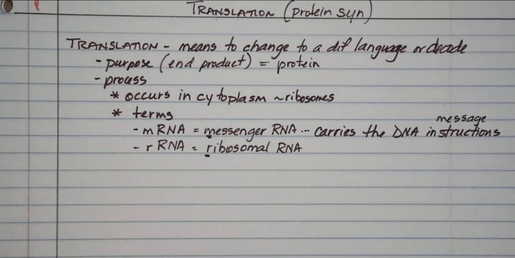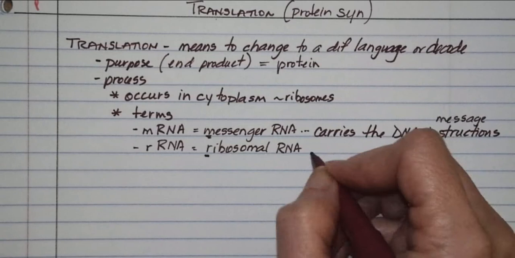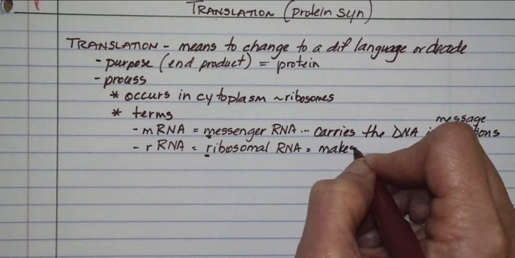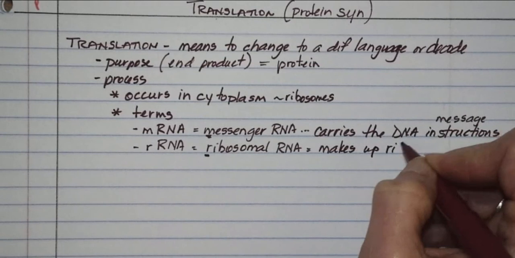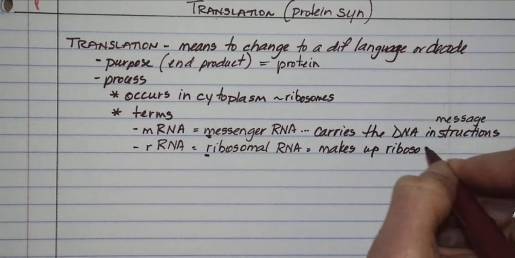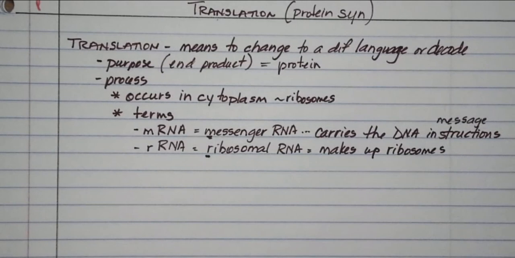Okay, so ribosomal RNA makes up the ribosomes. What are ribosomes made of? rRNA. They are not true membrane-bound organelles. They don't have any membranes around them. They're just a chemical RNA wadded all up into a little shape. They're really weird. And RNA's crazy stuff.